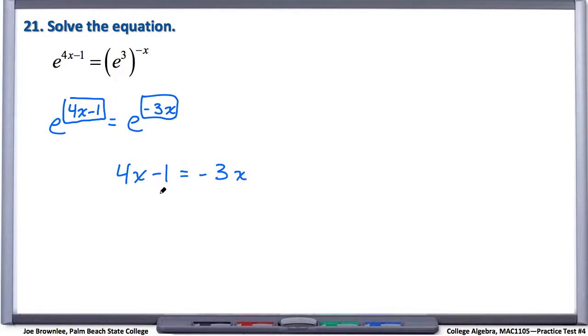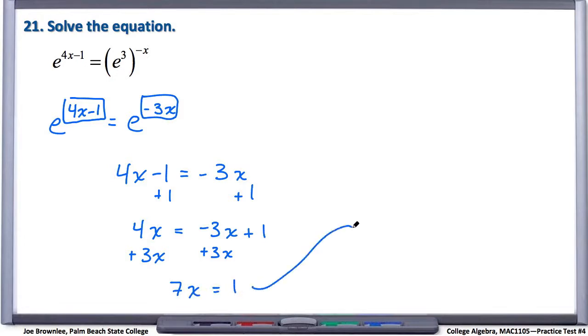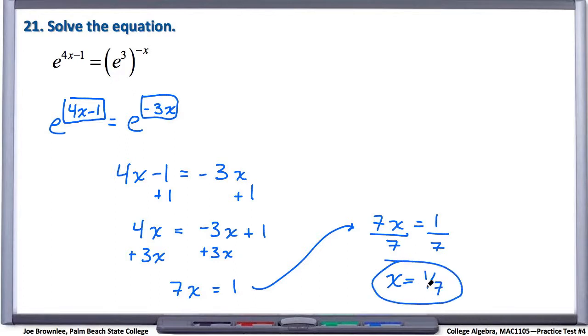Really doesn't matter what way we want to do this. We can quickly add 1 to both sides, which gives us 4x equals negative 3x plus 1. And we want to solve for x, so let's get x on one side. So we'll add 3x to both sides. That gives us 7x equals 1. And finally, if we have 7x equals 1, we'll divide by 7 on both sides. And so x equals 1 over 7.